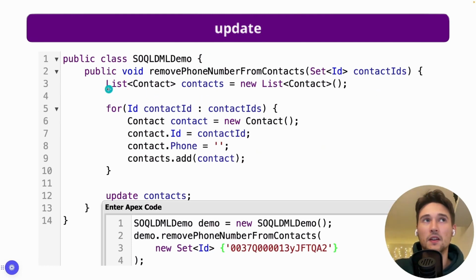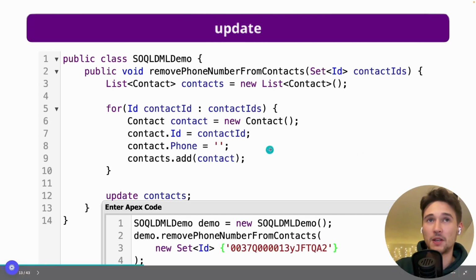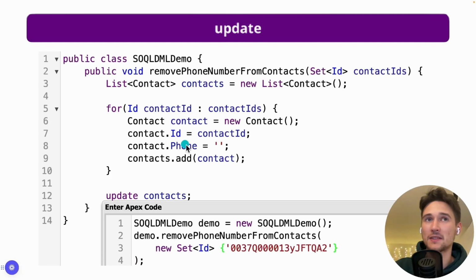Instead, on line 3, first you create a list of contacts. Then you iterate through the contact IDs that you have, and you create an Apex object that contains the ID of your contact. Then you set the phone to an empty value, and you add those contacts into the contact list. Then you update those contacts. This is enough for Salesforce to understand that you want to update this particular contact, because it knows the ID. And it knows that it has to set the phone to an empty string, so it's going to clear the phone field.